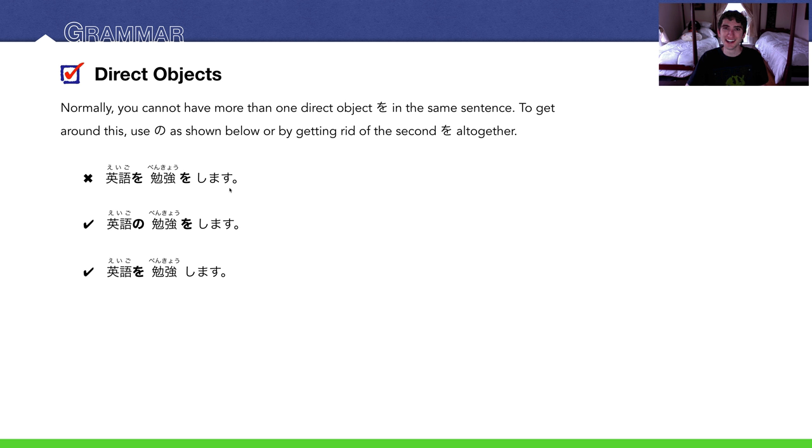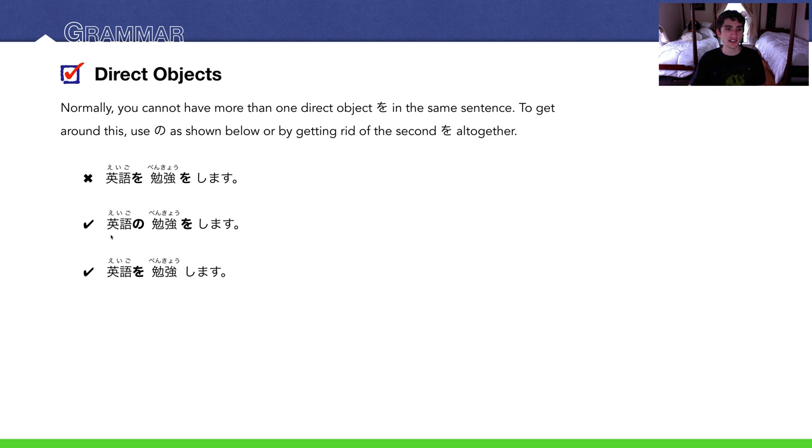英語を勉強します。What? Which one are you doing? You have to do one or the other. There can only be one o. To get around this, we could either use no, as in the second sentence, or the third sentence, you just get rid of the second o after 勉強 or 運動 or 宿題, right? I've already told you guys you can get rid of it anyway. In this case, you have to get rid of it because there cannot be two O's in one sentence.